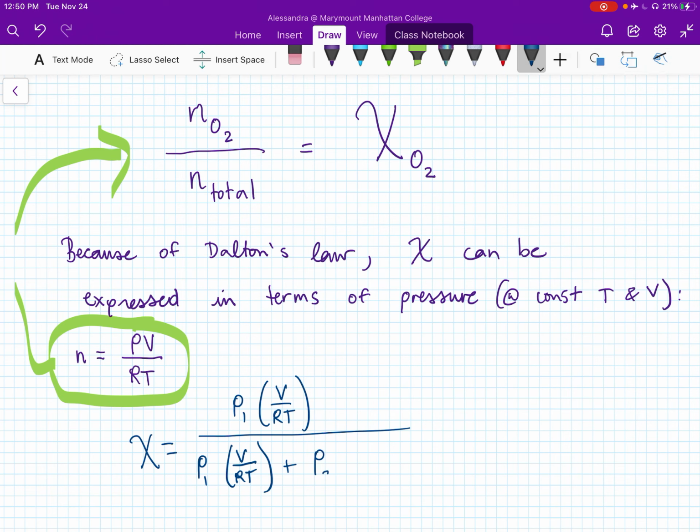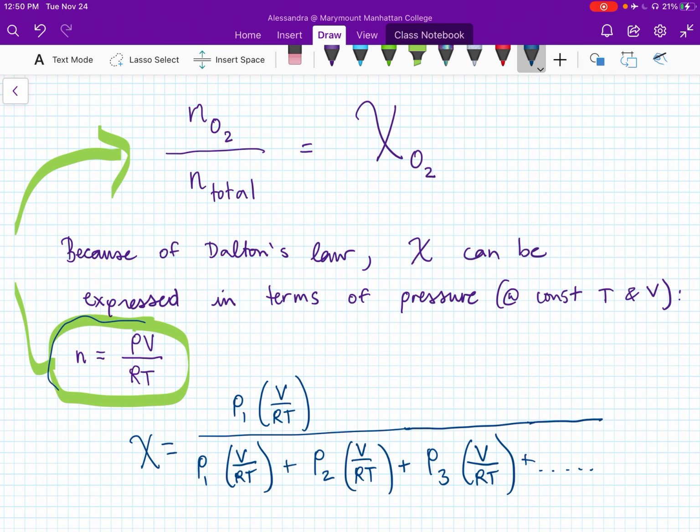plus P2 times V over RT plus P3. Okay, I have to go up to however many components I have, so I'll just stop there. You just fill in the rest of the components of the mixture. So again, you get that by just plugging in the definition of n into the expression for the mole fraction based on the number of moles.